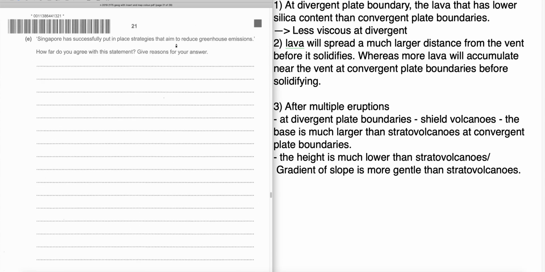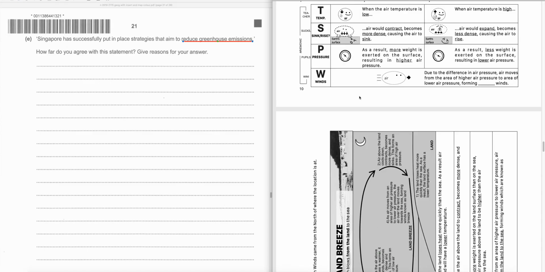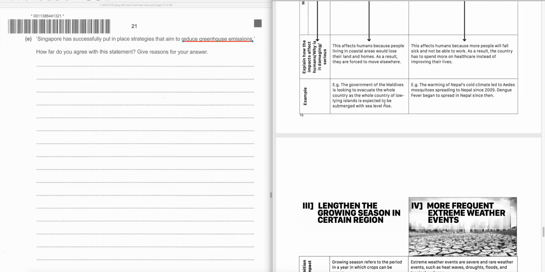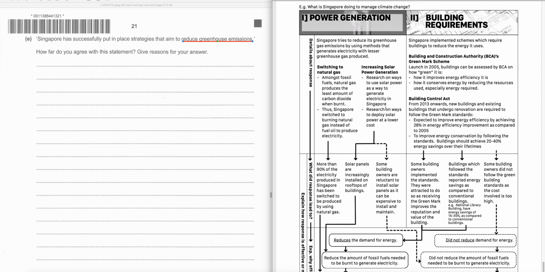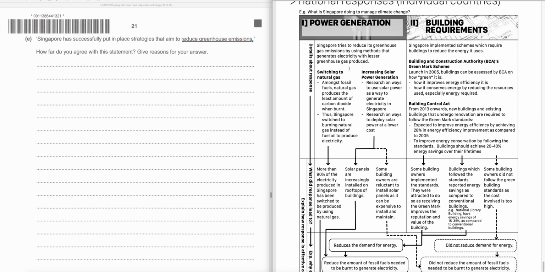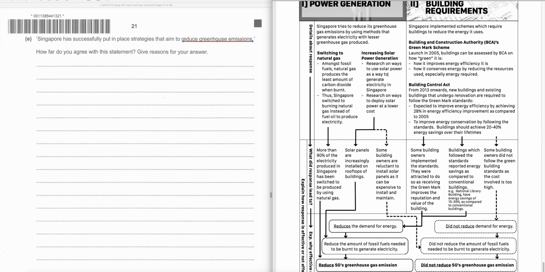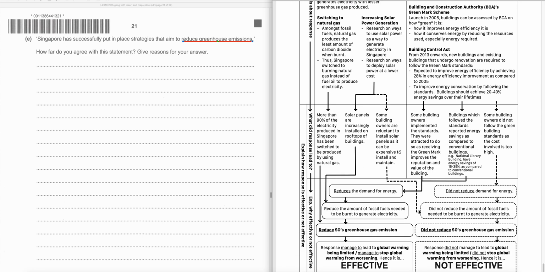Last one, has it been successful in reducing greenhouse emissions? I think this is not bad. Most of you managed to talk about reducing greenhouse emissions. You talk about how there is less carbon dioxide produced, how come there's less methane produced. Most of you got it from your weather and climate notes. You talk about this part over here, so perfectly fine. You talk about how come it increases and how come it reduces.